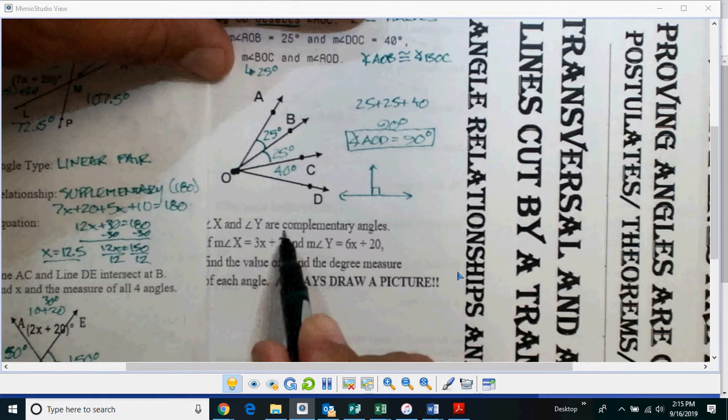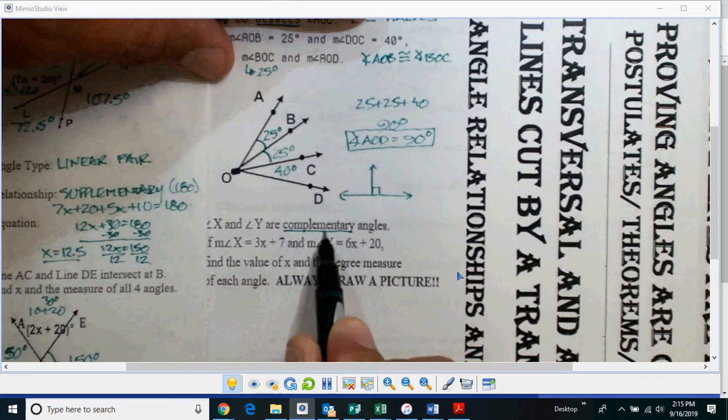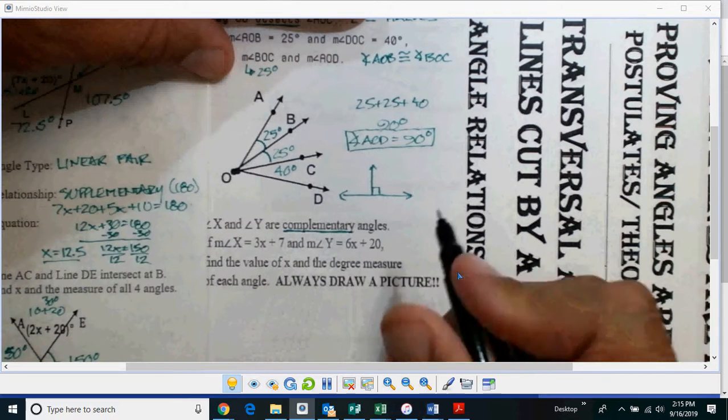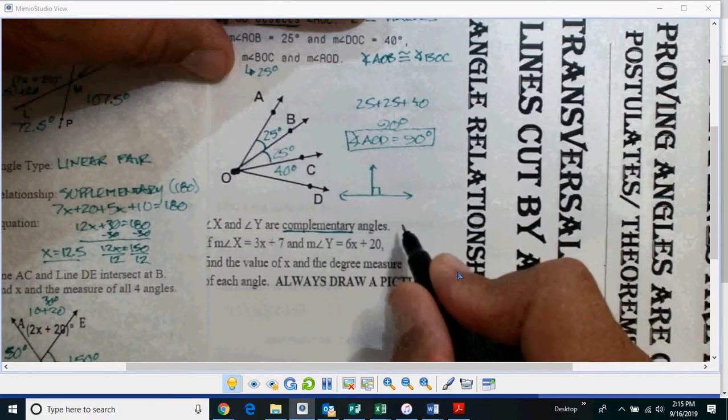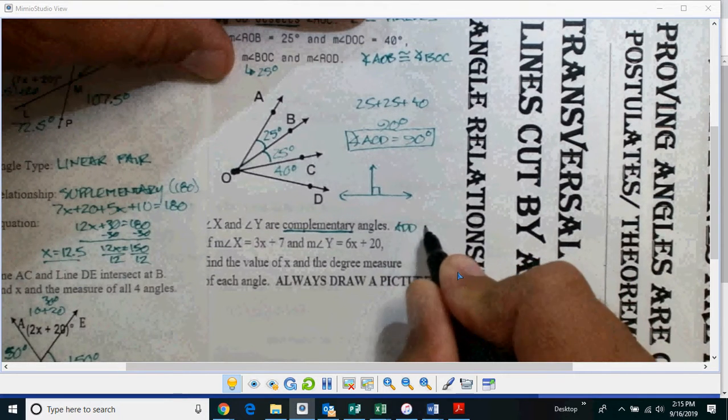X and Y are complementary. We can talk in a second. Lily, go sit down. Complementary angles. What does complementary mean? Add up to 90.